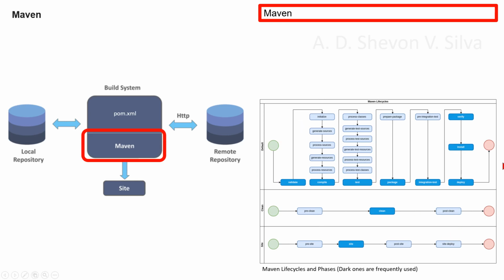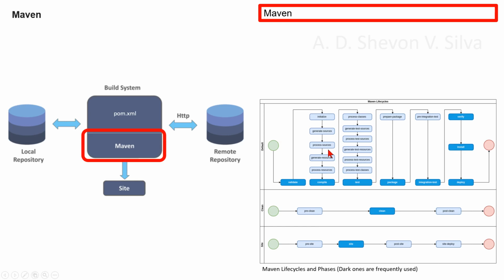Here you can see the default life cycle. Validate: the project is correct and all necessary information is available. Here you can see the phase initialize: initialize build state, for example, set properties or create directories. Generate sources: generate any source code for inclusion in compilation.